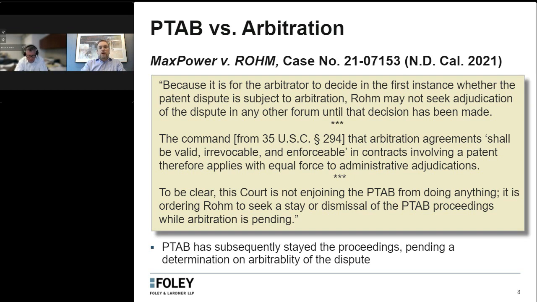The last comment that the court made, which I thought was a bit interesting, is it went out of its way to make it clear that its decision on the injunction motion was not directed to the PTAB specifically. The court said, I'm not enjoining the PTAB from doing anything, but what I am doing is I'm ordering the parties, specifically Rome, to seek a stay or dismissal of the PTAB proceedings until, in the first instance, the question of arbitrability is decided. And so the parties then did subsequently file papers with the PTAB that asked the PTAB to stay the proceedings while the arbitrability question is decided in the first instance.